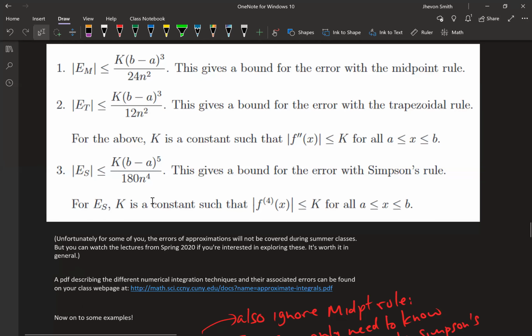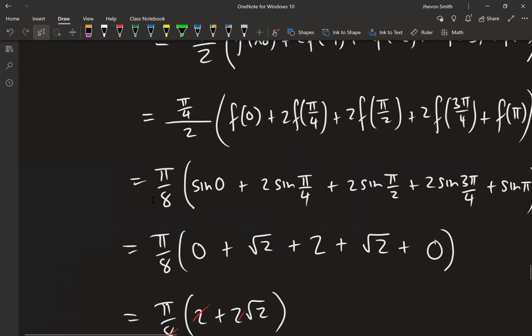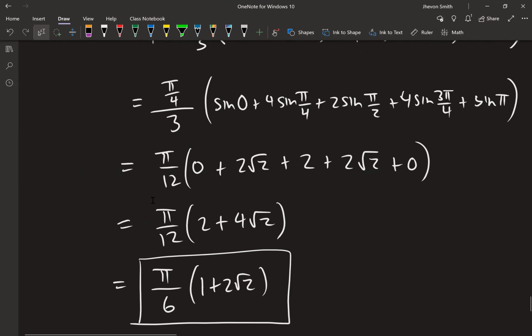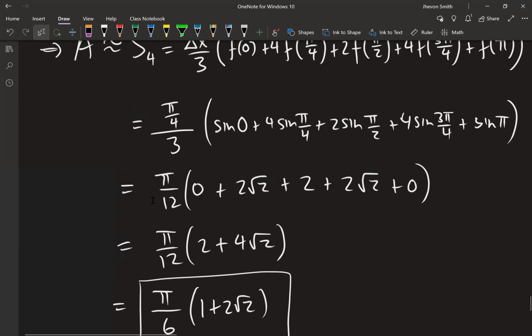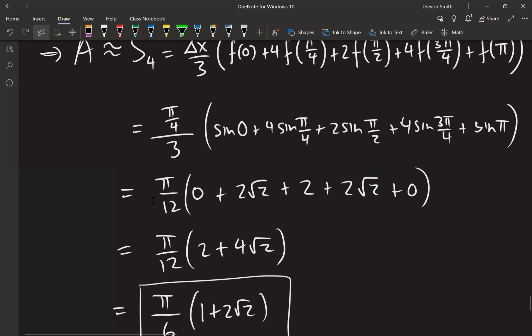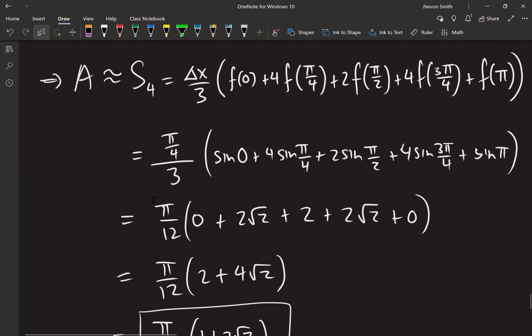Professor, for the last question, where you integrate sine x with Simpson's rule from 0 to pi, why isn't it pi radical 2 over 3 plus pi over 6? Pi radical 2 over 3? Where would that plus come from?